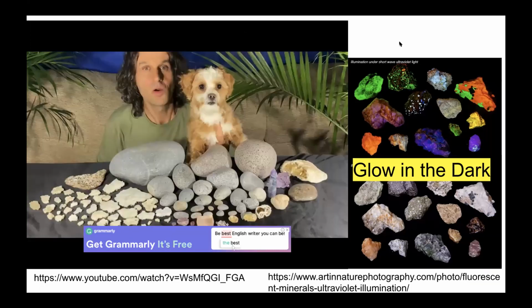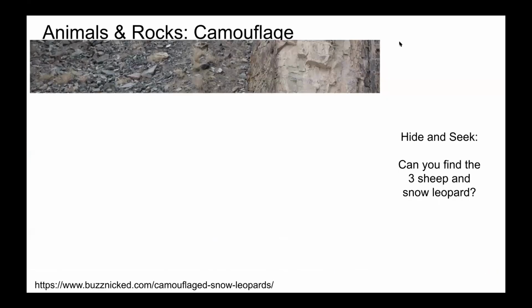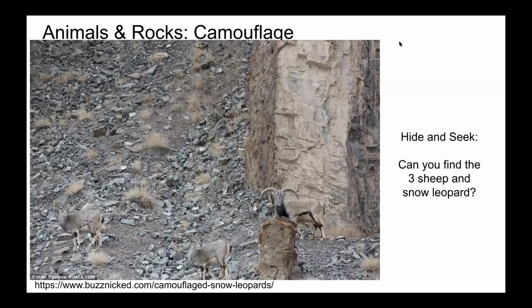And then in our next slide is, why do we even care about the color of rocks? And that is because animals need these rocks. They use them for shelter and camouflage. So camouflage just means they hide or blend in with the rocks. So look at this picture here. See if you can find 3 sheep and a snow leopard. They are pretty well camouflaged or blended in with those rocks.